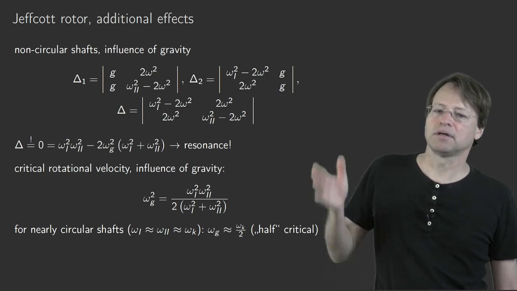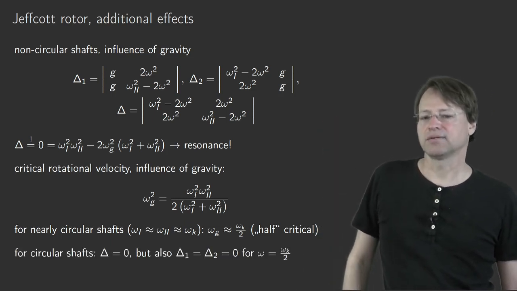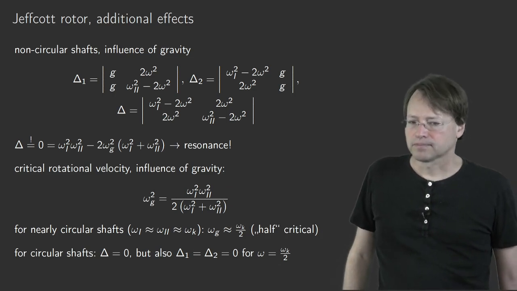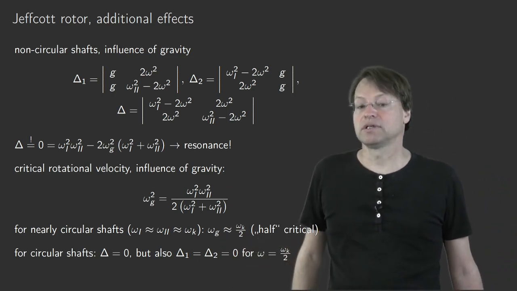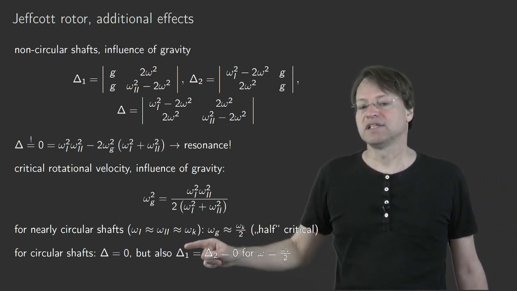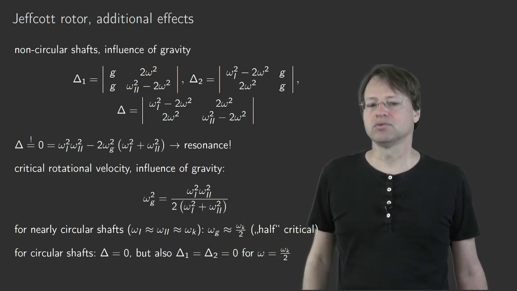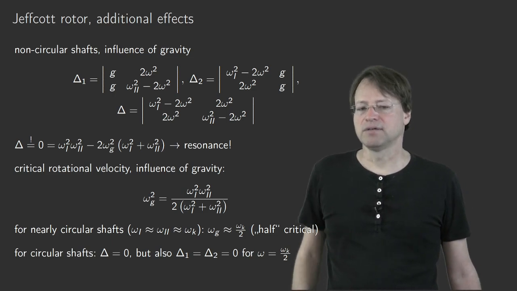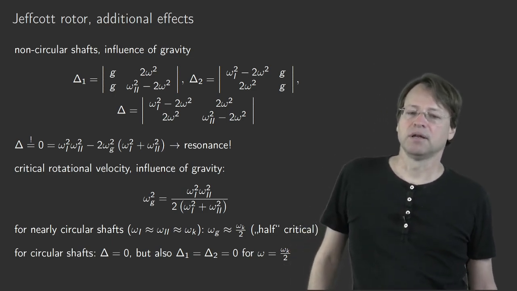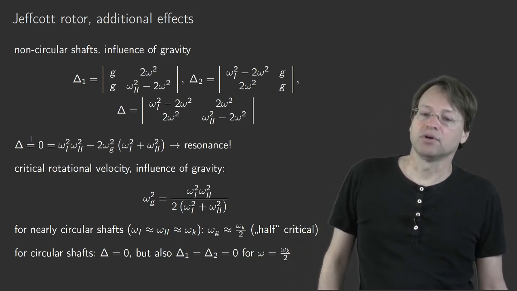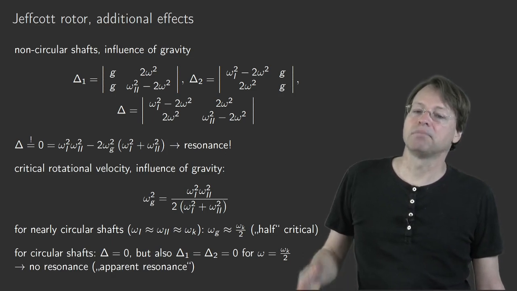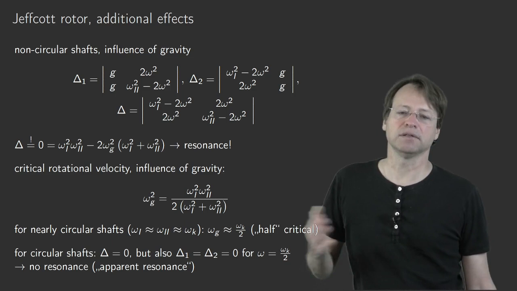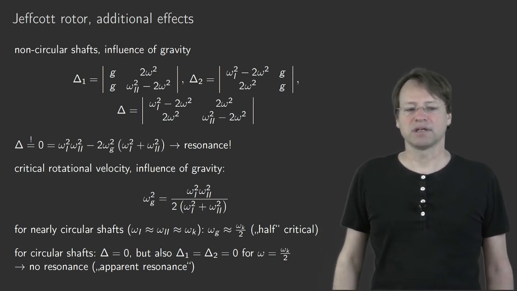And these are marked in these waterfall diagrams. So for perfectly circular shafts, you would really have delta sub 1 equal delta sub 2 equal 0 for omega being exactly equal to omega k divided by 2. And then you would have no resonance, but this is called an apparent resonance. Apparent in the sense that if you do some measurements, you will find it. And this is the half critical.